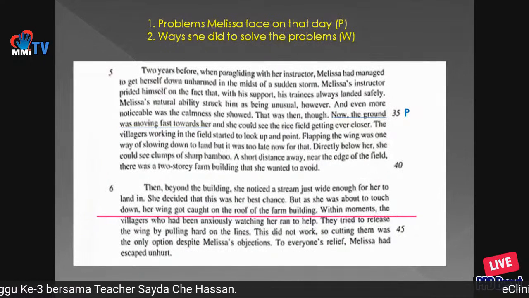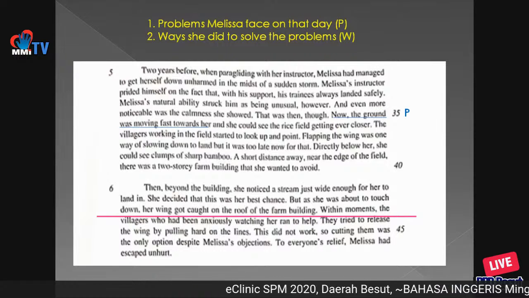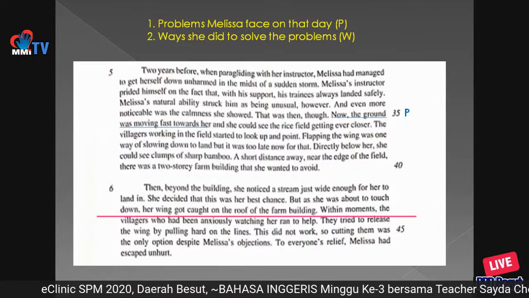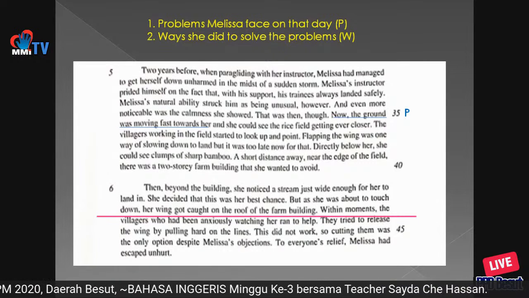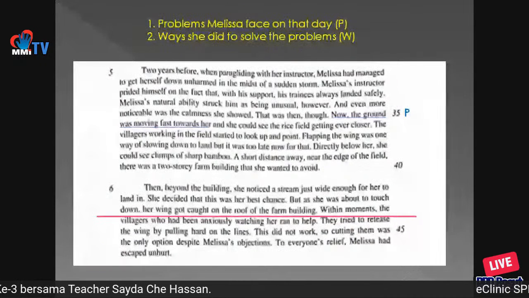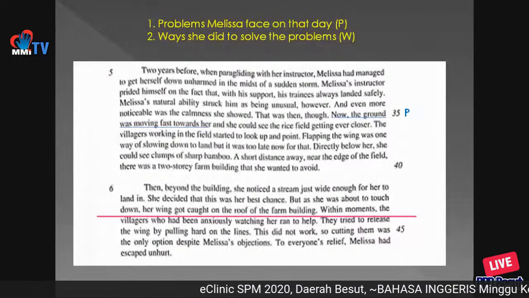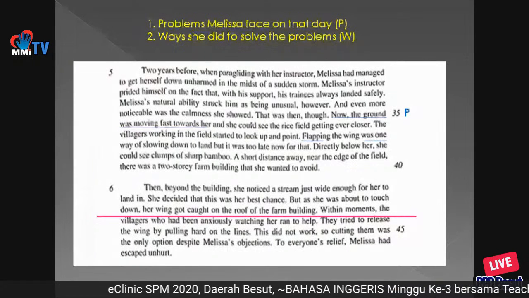Now the ground was moving fast towards her and she could see the rice field getting ever closer. Okay, but then the meaning is the same. The ground was moving fast towards her. She could see the rice field. So maksud dia sama. When the sentence carries the same meaning, it means that satu markah je kat situ. So if you copy the whole thing pun, benda tu tak salah pun, but then you waste on your word counts je lah. Okay, next.